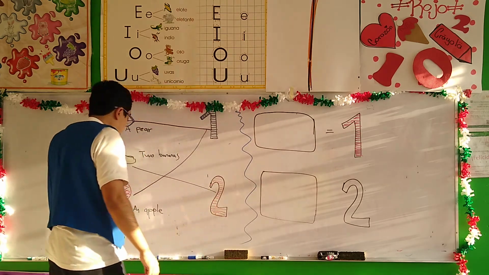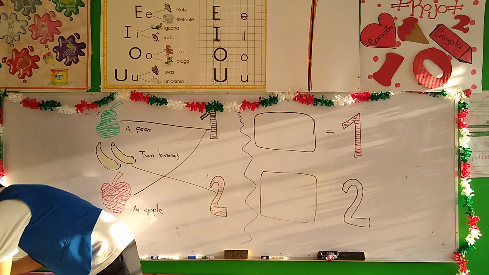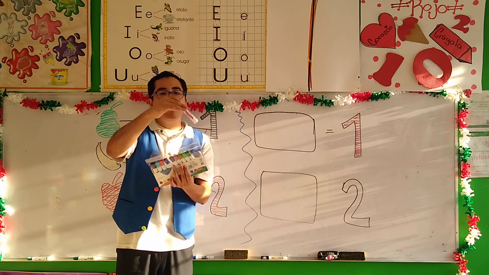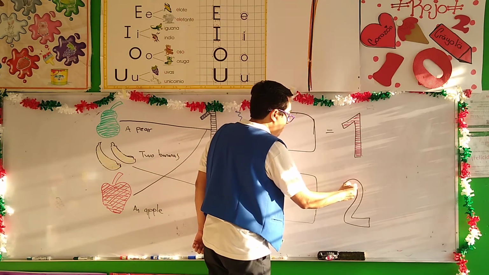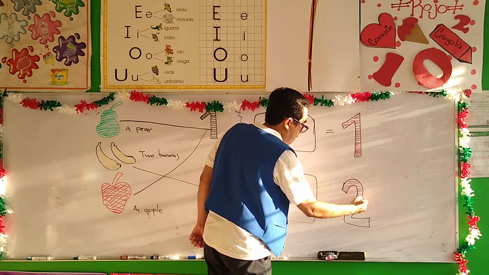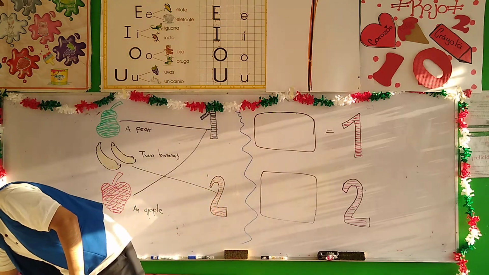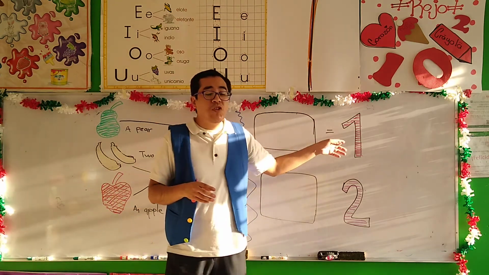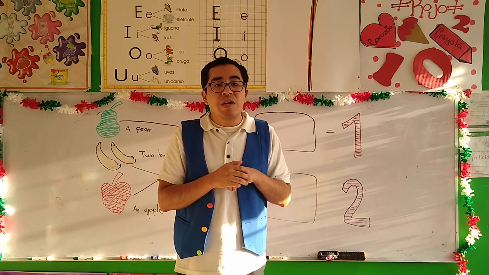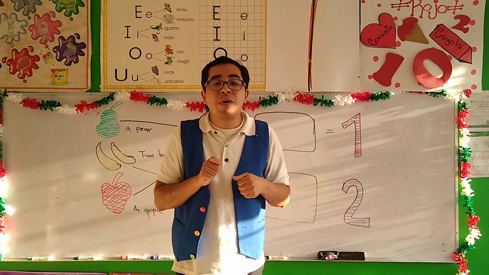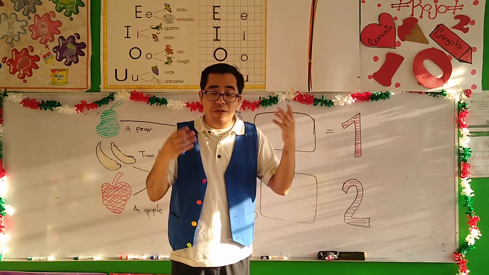Now, for number 2, let me grab my pencil case. I am going to use purple for number 2. Very good. Let's continue with the activity. Now, once we have finished painting the numbers, the next important thing is either to draw, dibujar, or to paste some objects according to the number.